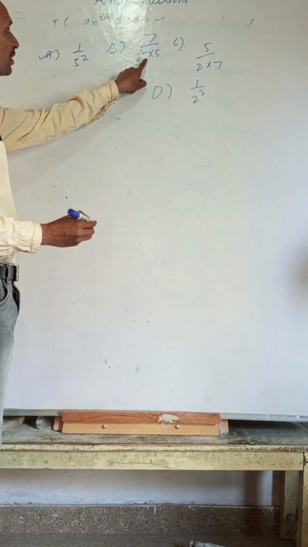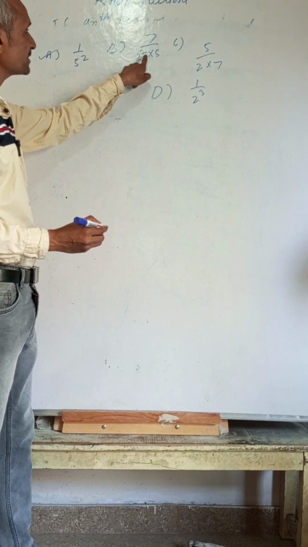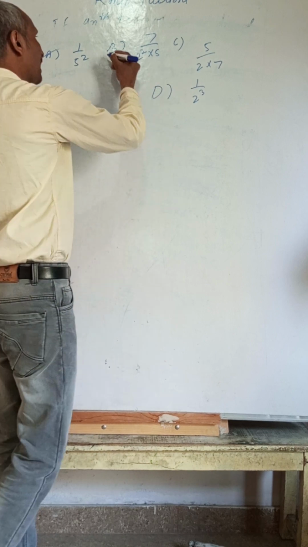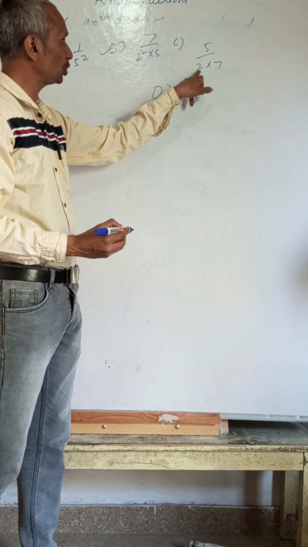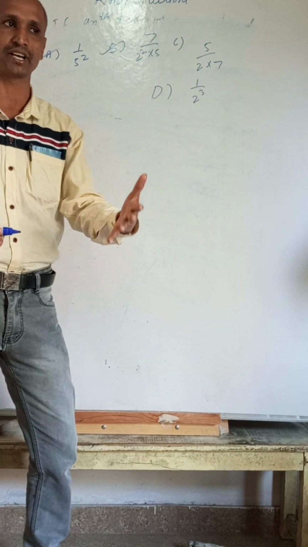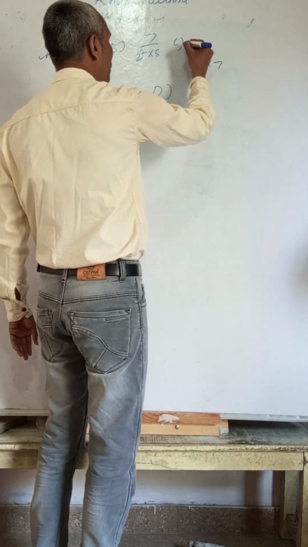In the next one, what is there? It has a power of 2 and a power of 5, so this number will also be terminating. In the next one, 5 by 2 into 7, 2 and 7 are there, but 5 is not there. So this number is non-terminating.